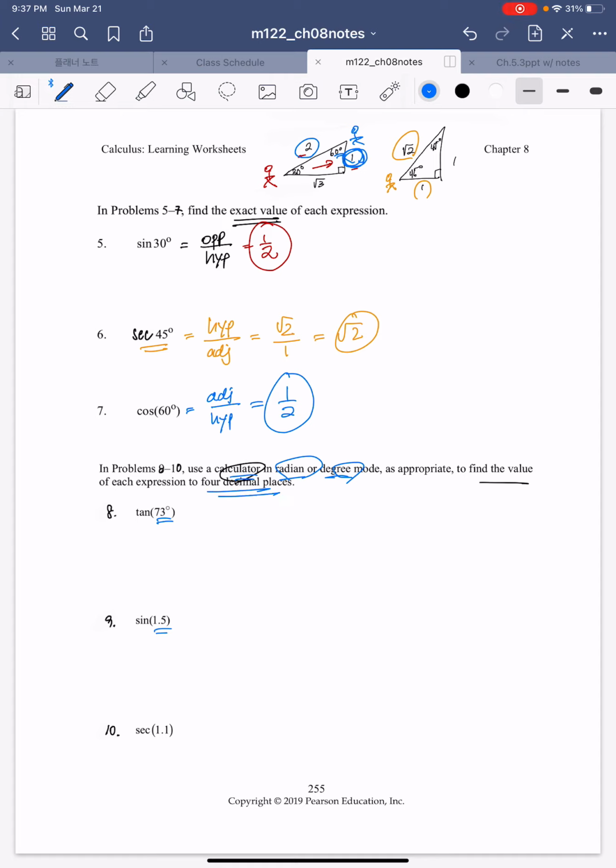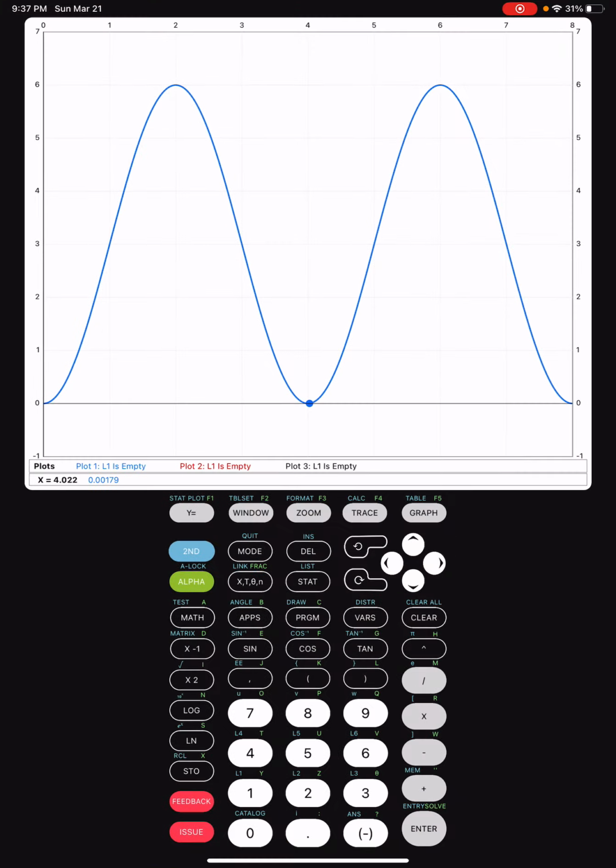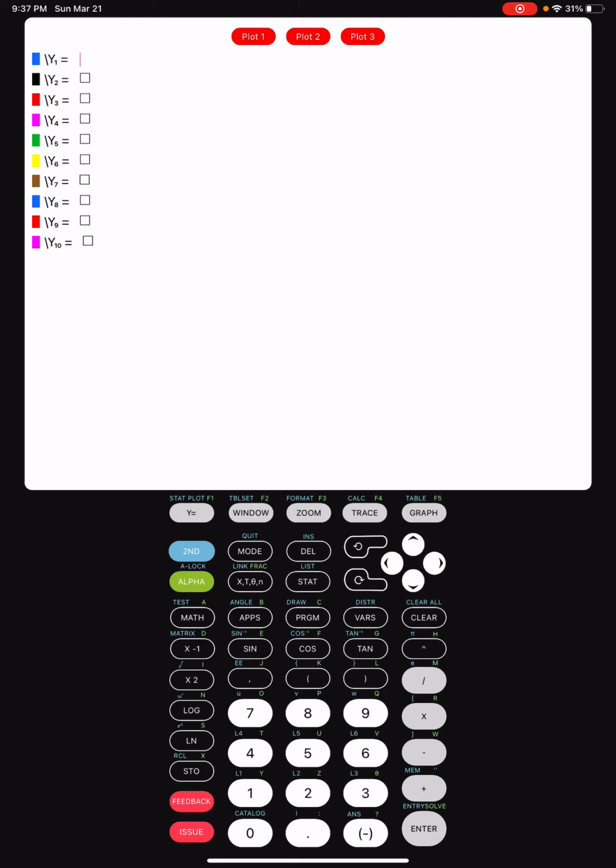So let's begin with the first one, 73. How do you know which mode is which? Well, it tells you here. You see the degree symbol, so this is degree mode. The others do not have any symbol attached, so they will be radian mode. It's also nice to write it on the side so you know which mode you need to switch to. So let's begin with the first one, tangent of 73 degrees. Okay, so you pull out the calculator. I have it over here.